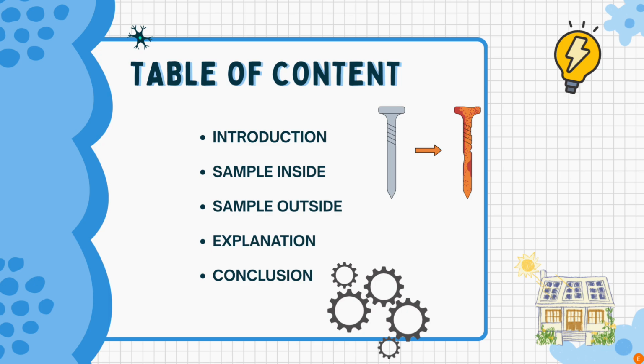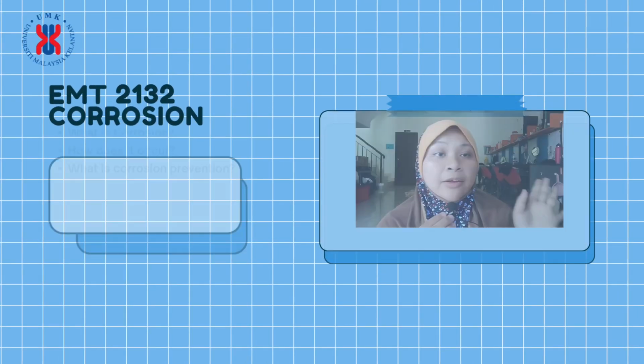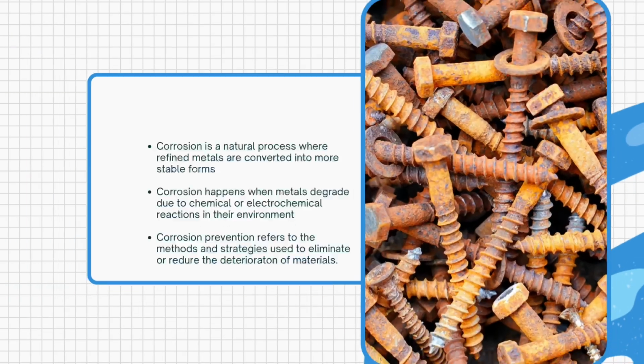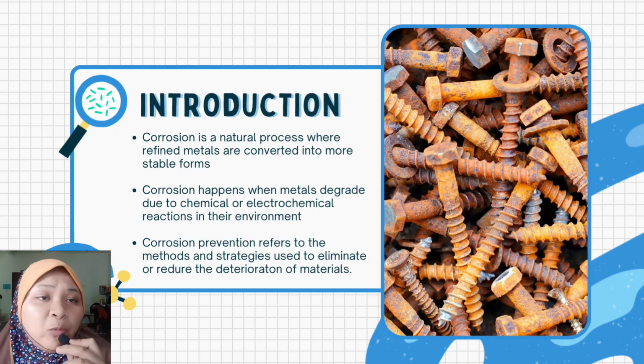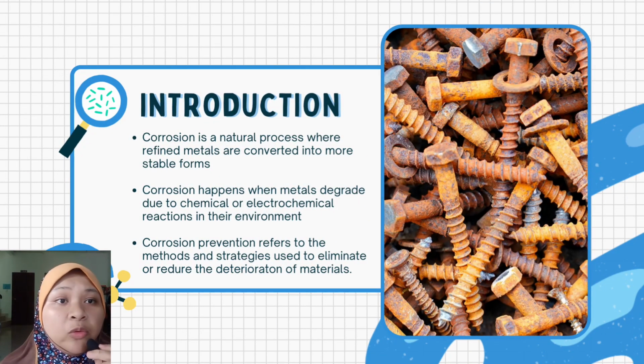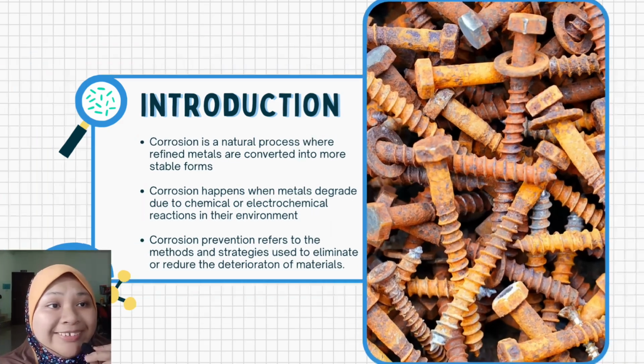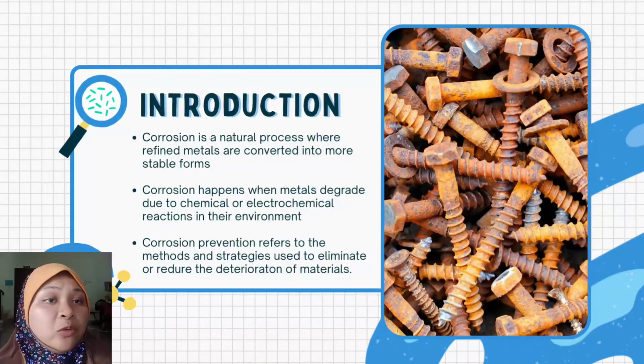Today I will introduce what corrosion is, how it occurs, and what corrosion prevention is. Corrosion is a natural process where a refined metal is converted into a more stable form, such as oxide, hydroxide, and sulfide, through a reaction with its environment. This leads to the deterioration of the metal, often resulting in reduced strength, altered surface properties, or even structural failures. Corrosion happens when metal degrades due to chemical or electrochemical reactions.